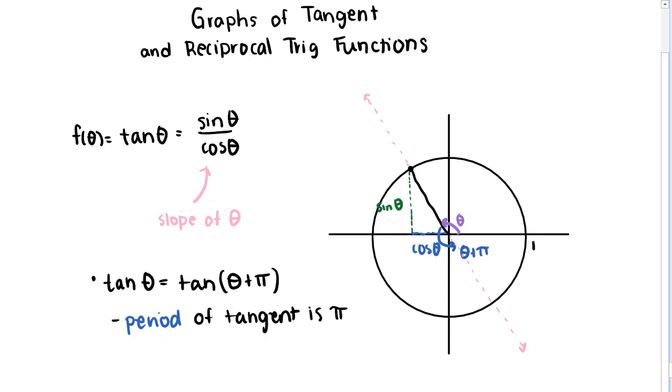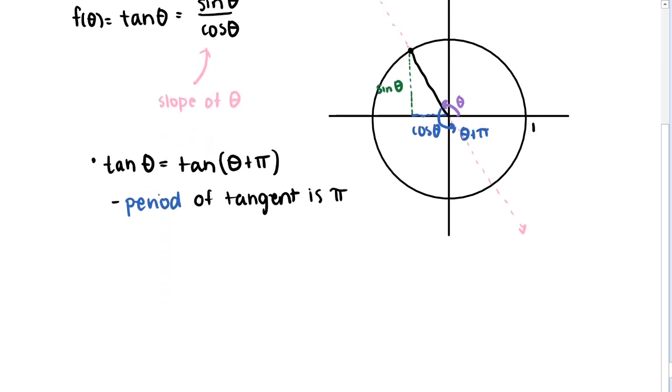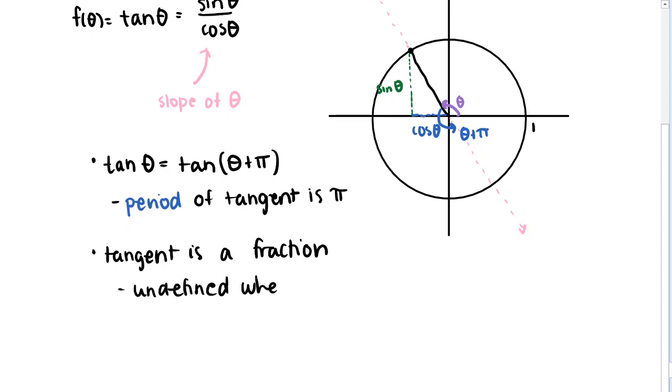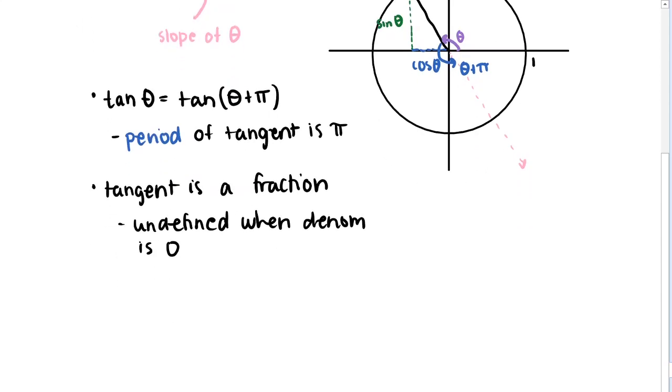Another thing to keep in mind is that tangent is a fraction. We see that above: it's sine of theta divided by cosine of theta. And so there are times where it could be undefined, because a fraction is undefined when we have division by 0. So it's undefined when the denominator is 0, and because tangent of theta is sine of theta divided by cosine of theta, this is exactly when cosine of theta is equal to 0.